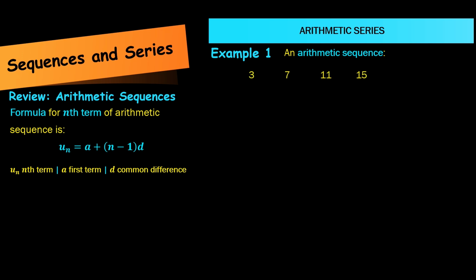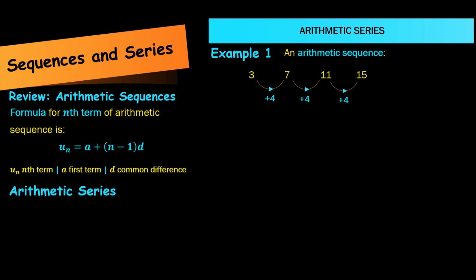The sequence 3, 7, 11, 15, and so on is an example of an arithmetic sequence because we're adding by the same amount each time. So plus 4 here, plus 4 here, and plus 4 here.